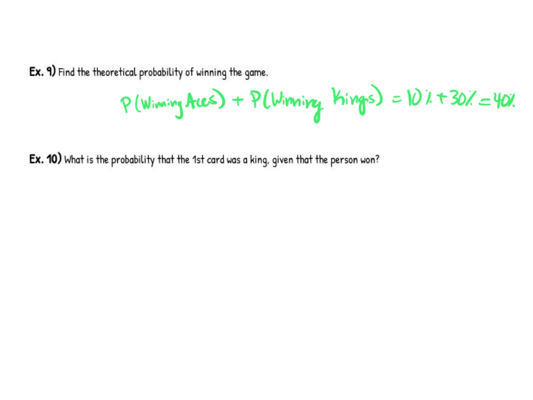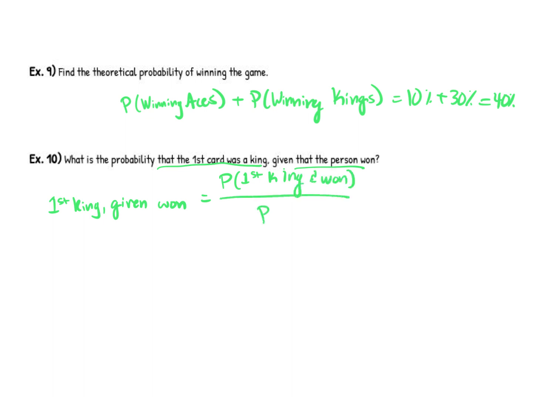And then the next one's a conditional probability. What is the probability that the first card is a king given that the person won? So first king given that they won. That conditional probability would be the probability first king and won divided by the probability that they won.